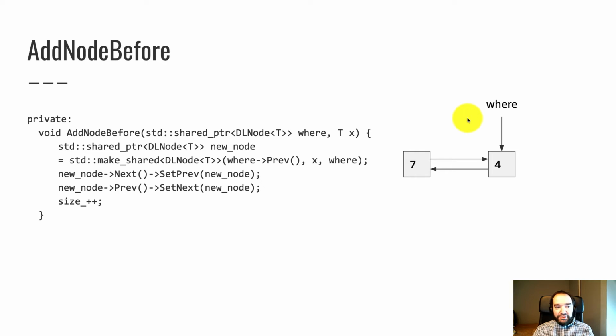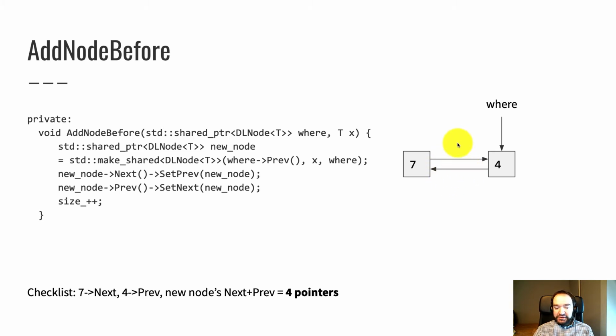Let's get into the add node before function. It takes 2 arguments. One is where we're adding the node, so we need a pointer to a node. In the sketch here, where is pointing at a node containing 4. And we need tx, that's the value that will go in this new node, and those are the only 2 arguments we need. The purpose of this function is to add a node before the where location. So in my sketch here, if where is 4, we need to add a node before that spot, so that means a new node needs to go in between the 7 and the 4.